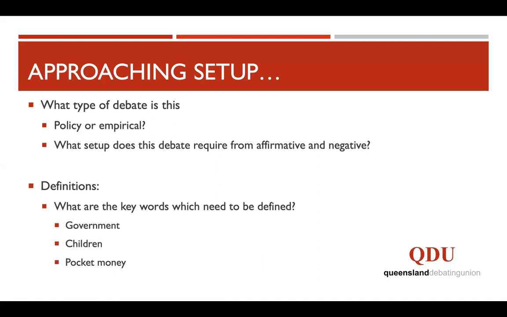What sort of government are we talking about? Are we talking about governments all around the world? Are we talking about a local government? Or are we talking about a national Australian government? Then, children. The idea of children can have very different meanings and different definitions depending on what context we're looking at. Sometimes children aged 16 and over are considered adults. So have a think about what ages you actually consider children within this topic.